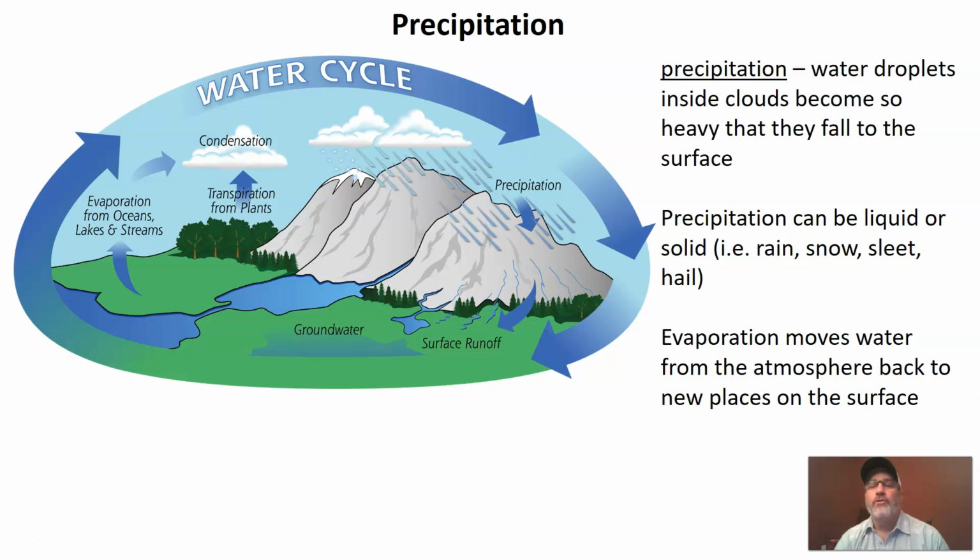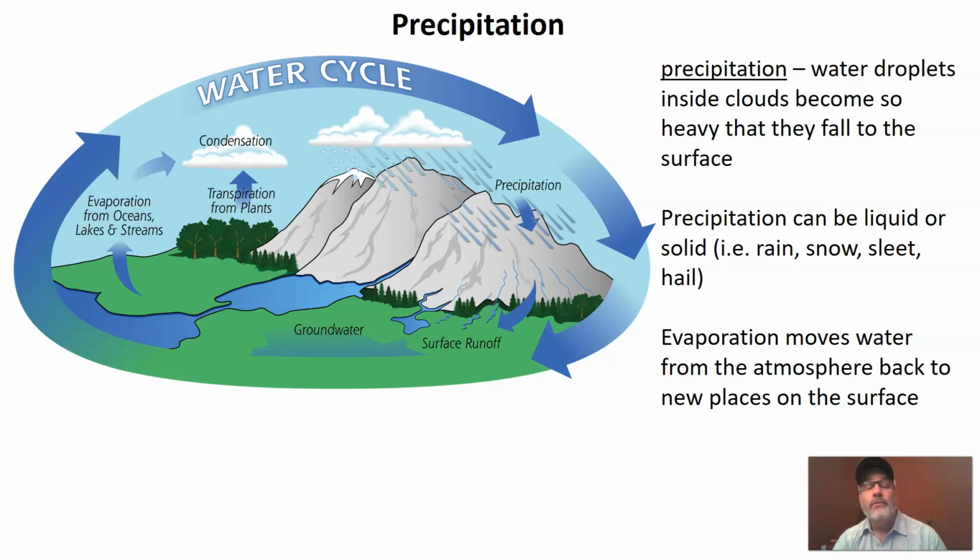So we have those water droplets that are inside of clouds, and they're going to continue to get bigger and bigger and bigger and heavier until eventually gravity overtakes them, and that liquid water in the cloud, those droplets, are going to fall to Earth's surface. And that's all precipitation is. And so the big deal here is that precipitation is going to move water back to Earth's surface from the atmosphere.